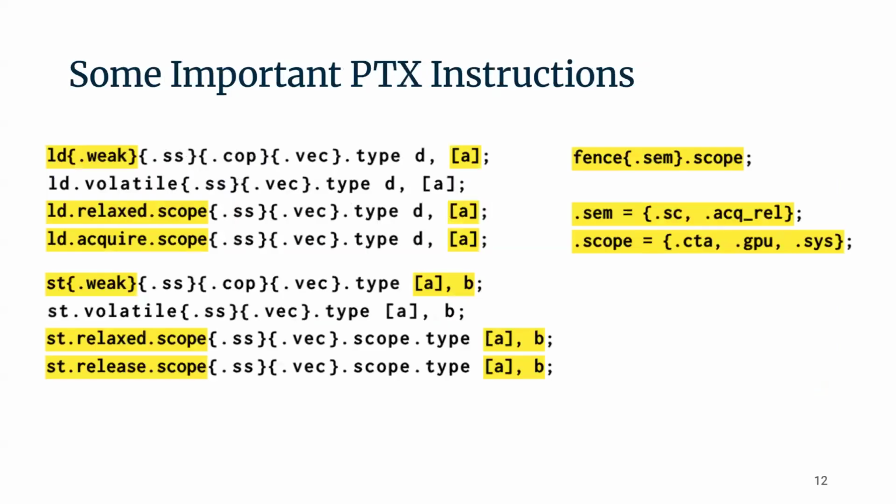So some important PTX instructions: the yellow highlighted ones are the ones we really care about, except of course the fence instructions, which I don't want to get into right now. You have a weak load, and you have a relaxed and acquire load. So these are load operations. The store operations could be a weak store, just a store, a relaxed store, and a release store. So acquire and release are basically for doing synchronization.